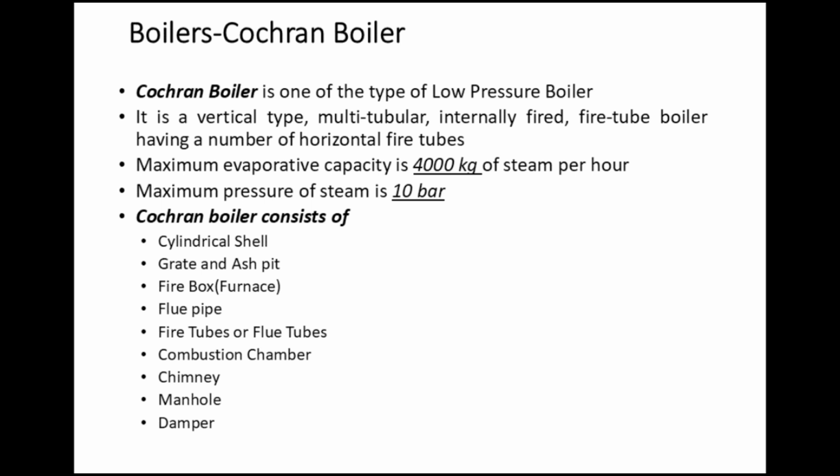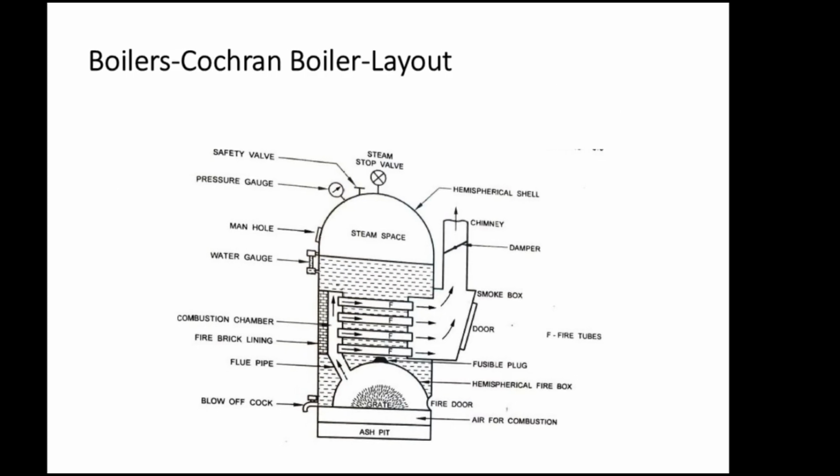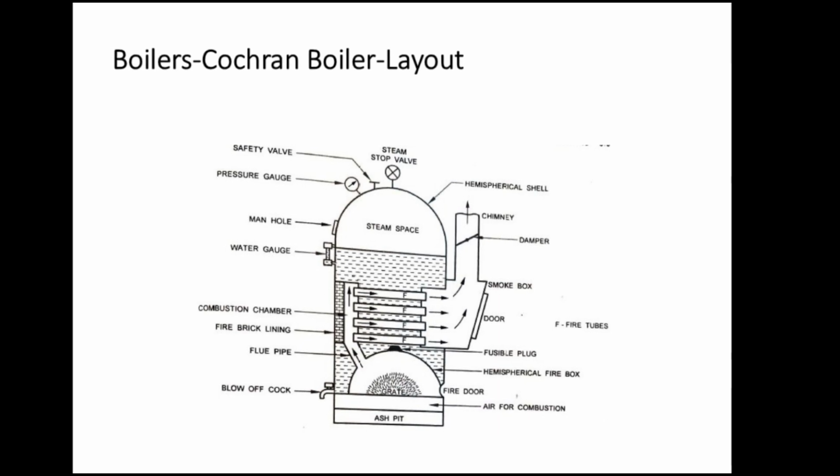The Cochran boiler consists of a cylindrical shell, grate and ash pit, firebox, furnace, flue pipe, fire tubes or flue tubes, combustion chamber, chimney, manhole, and damper. Boilers. Cochran boiler layout.